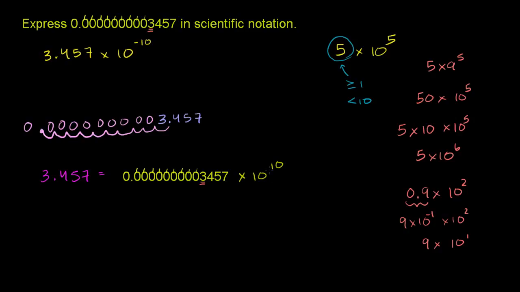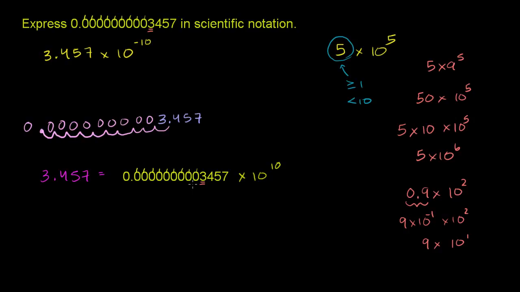If you multiply by a positive exponent, you're multiplying by 10. Every time you multiply by 10, it shifts the decimal to the right. It makes the number bigger. So if you multiply this by 10 to the 10th, this is going to move 1, 2, 3, 4, 5, 6, 7, 8, 9, 10. It would shift it right there, and you'd get 3.457. So that's the whole idea. 3.457 is this number times 10 to the 10th.